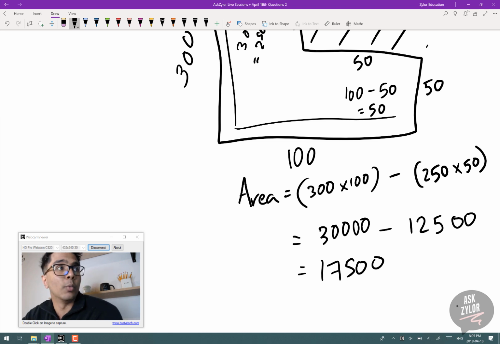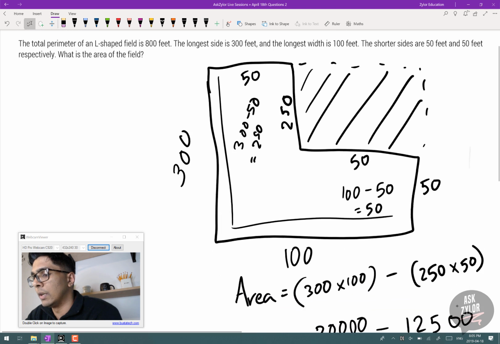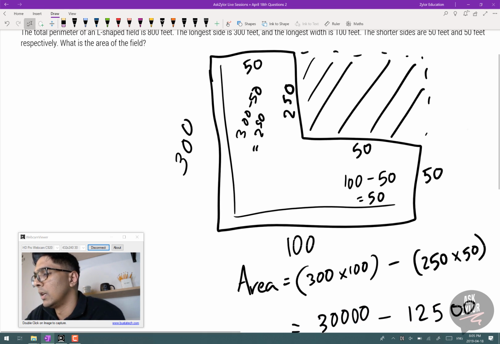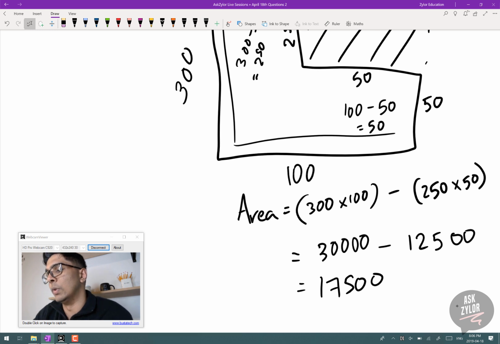Right, so let's recap what we're doing. We're going through a question that's dealing with the perimeter of a complex shape. The perimeter is 800, the long side is 300 feet, the longest width is 100 feet, and the shortest sides are each 50. So I figured out that I can find the total area minus the area that's missing from my L-shaped field. Which is what I did, and I came up with 17,500 feet squared.